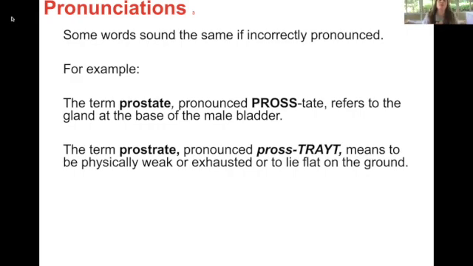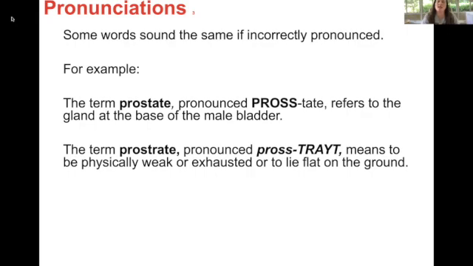Example they're giving you here: prostate. They even give you the example here, pros and then tate. That is something men have. It's at the base of the male bladder. There is something called prostate cancer. This is something they do need to check on a regular basis.